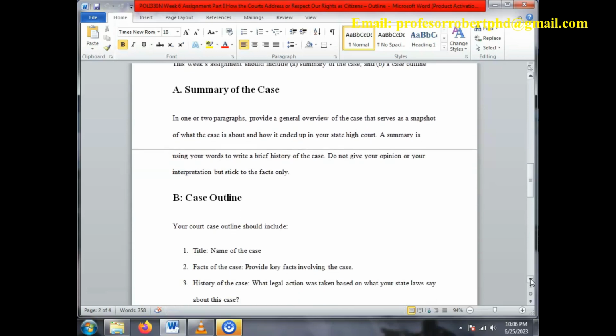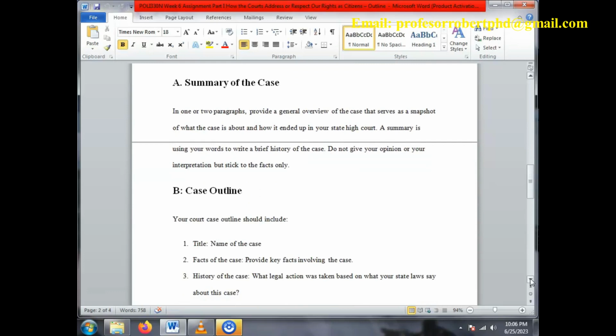A. Summary of the case. In 1 or 2 paragraphs, provide a general overview of the case that serves as a snapshot of what the case is about, and how it ended up in your state high court. A summary is using your words to write a brief history of the case. Do not give your opinion or your interpretation, but stick to the facts only.